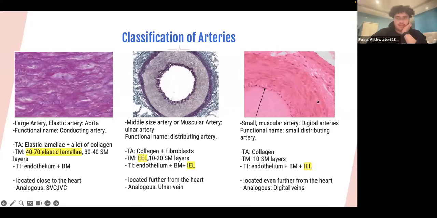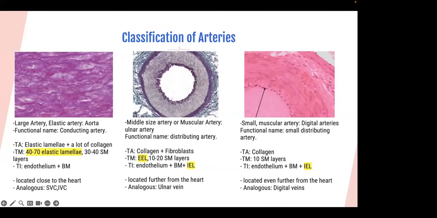So you can see them here. If you can see here, this is only an internal elastic element. You don't see this on the junction here. You don't see them outside of the small arteries. You only see them in the middle-sized arteries. Okay, got it.